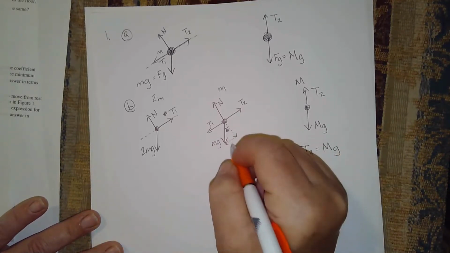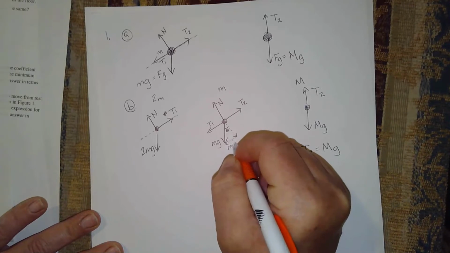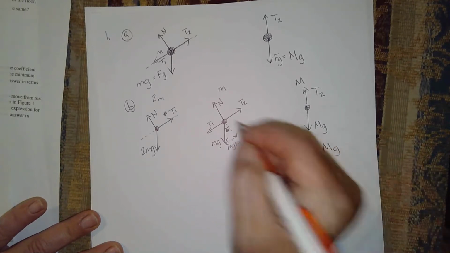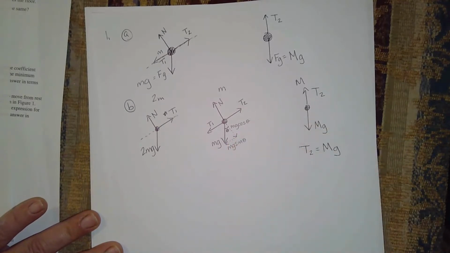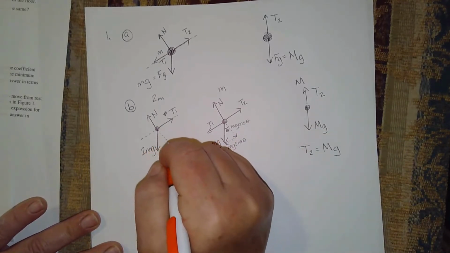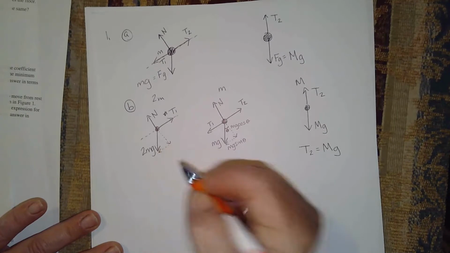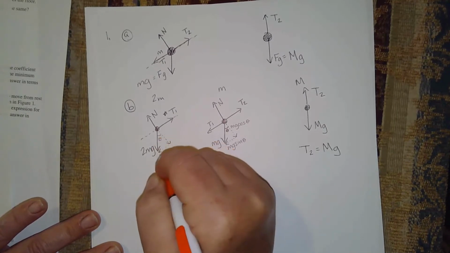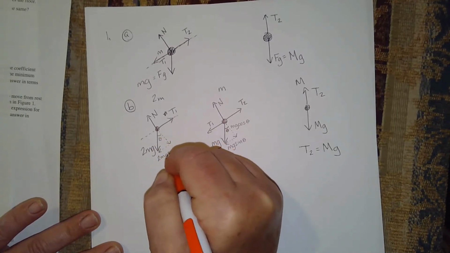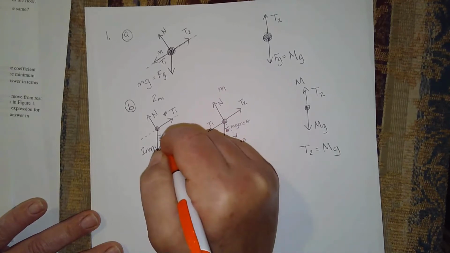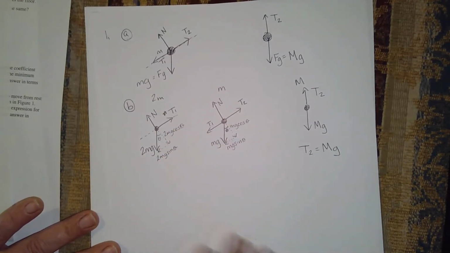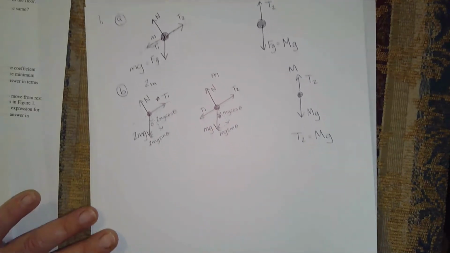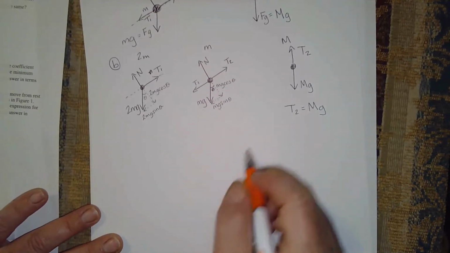And so then this side will be mg sine theta. This would be mg cosine theta. This one is the exact same, except it's 2 mg. So it's 2 mg sine theta and 2 mg cosine theta. All right, so now, once I have that, I'm going to write equations for these two.